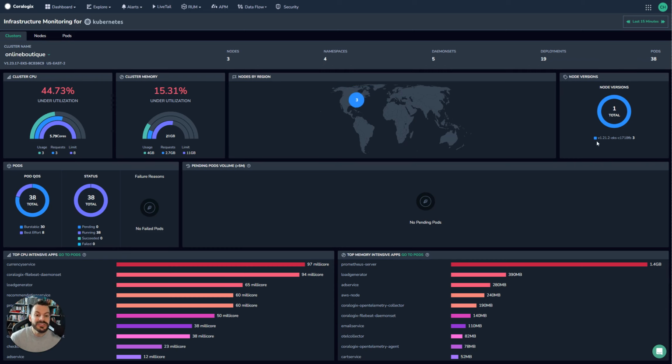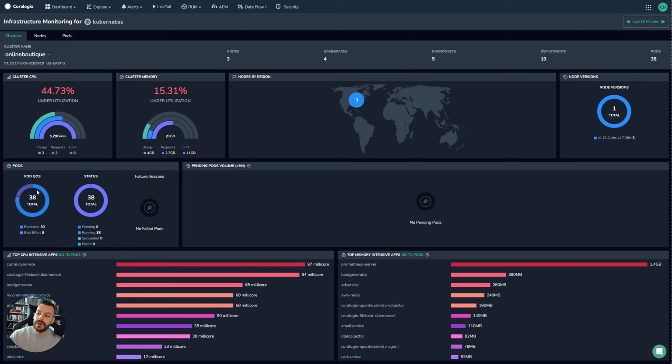Then we have node versions. This is really nice because it will help you to understand whether you have multiple different versions of your kubelet running on the different nodes. This is really important because different API versions can cause unpredictable and strange errors, especially if there are cross-breaking changes. Then down here, this is really, really nice.